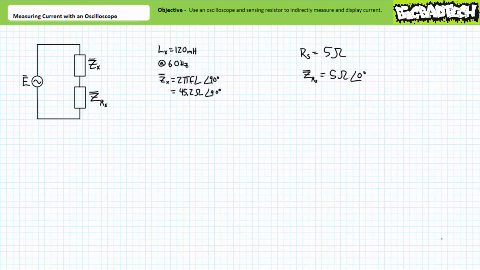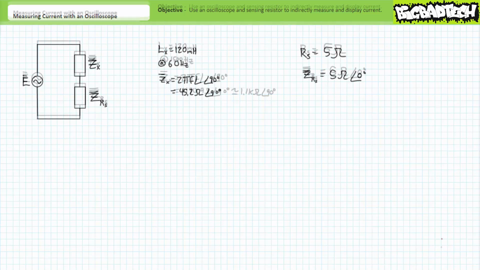Consider a 120 millihenry inductor subjected to 60 Hz AC. The inductive impedance formula makes it clear that this inductor presents an impedance of approximately 45.2 ohms at an angle of positive 90 degrees. A 5 ohm sensing resistor might be a little too high for this application, since 5 ohms is only 1/9 of the inductive impedance magnitude at this frequency. Perhaps a 2 or even a 1 ohm sensing resistor might yield better results.